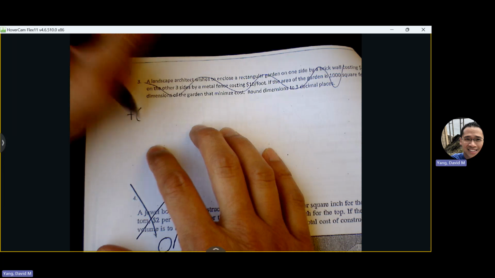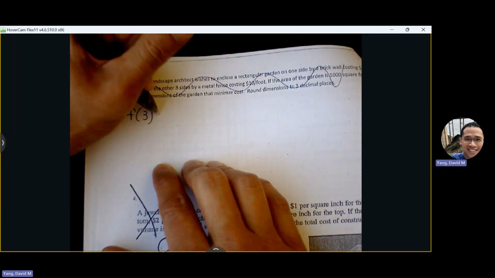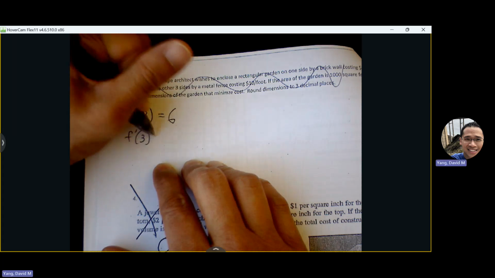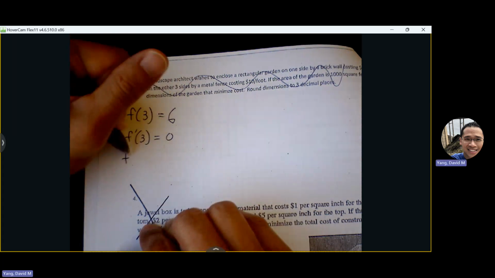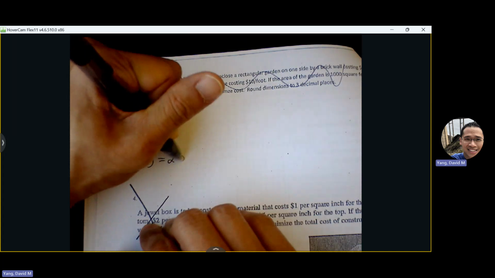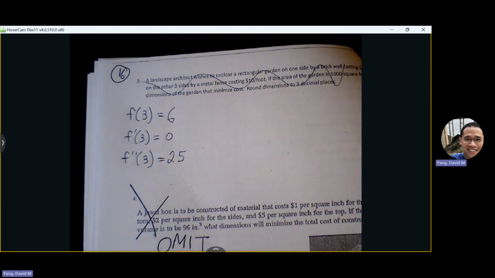So let's say I had an ordered pair, (3, 6). My slope at that point is 0. And my concavity at that point is 25. What can we conclude about this point? This is basically an application of the second derivative test.